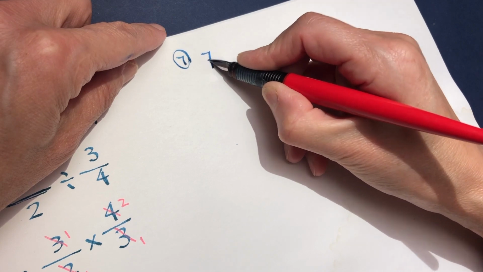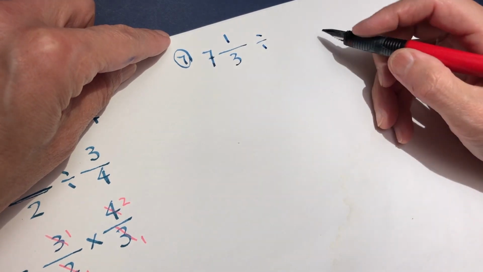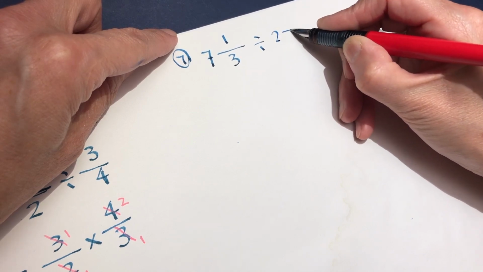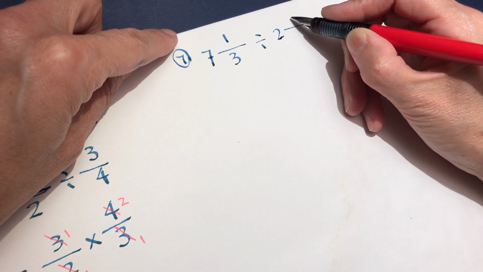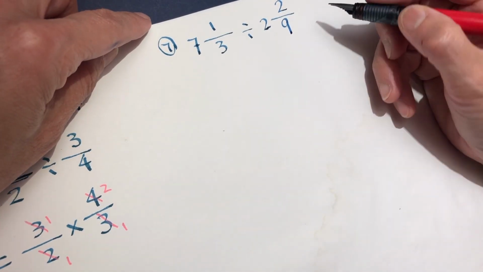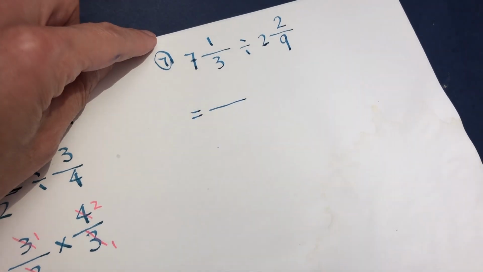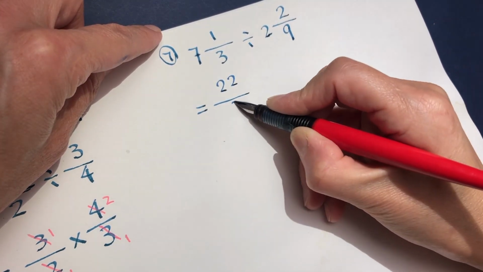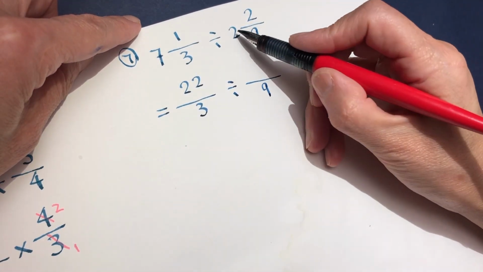Okay, 7 and 1 over 3 divided by 2 and 2 over 9. This might be a little bit easier. So change the first number into 22 over 3, divided by the second, which becomes 20 over 9.